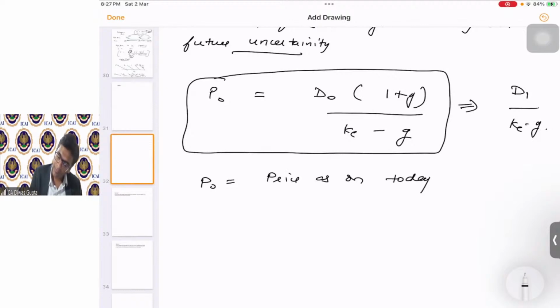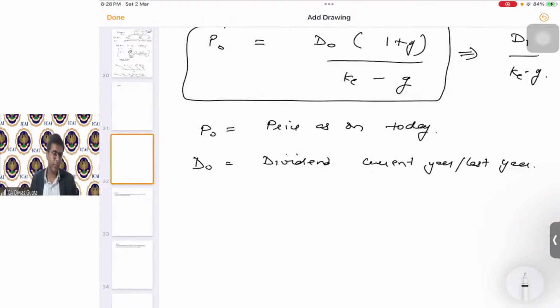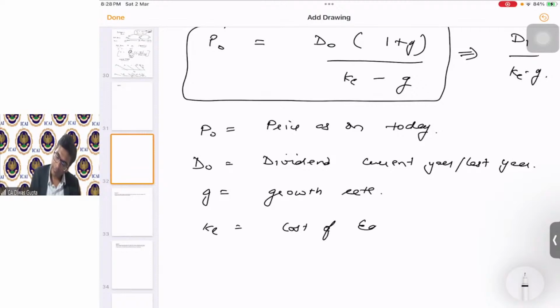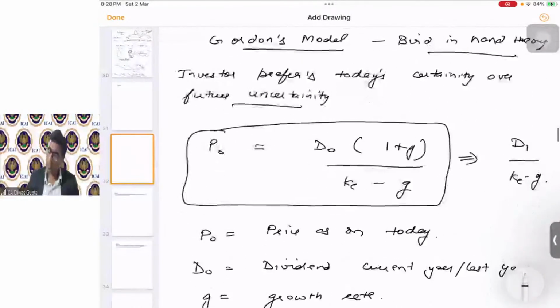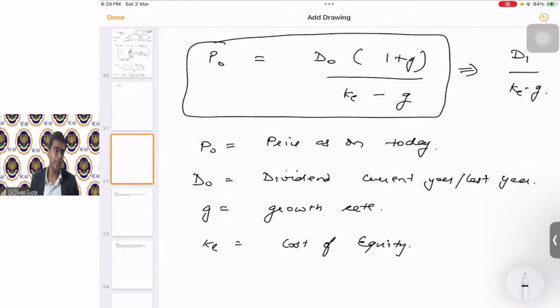So this is clear, where we are saying that P0 is equal to the price as on today. D0 is equal to dividend of the current year, or sometimes the question says last year. We will take it as current year or last year, both. G is equal to the growth rate and KE is equal to the cost of equity. Okay, so this is the formula for bird in hand theory. This is the revised Gordon's model, which makes use of dividend rather than earnings into 1 minus B.